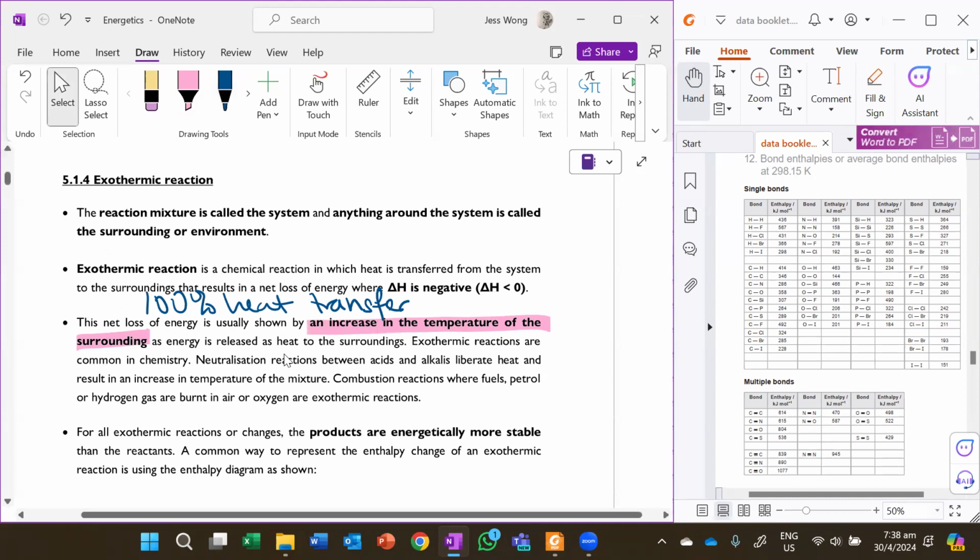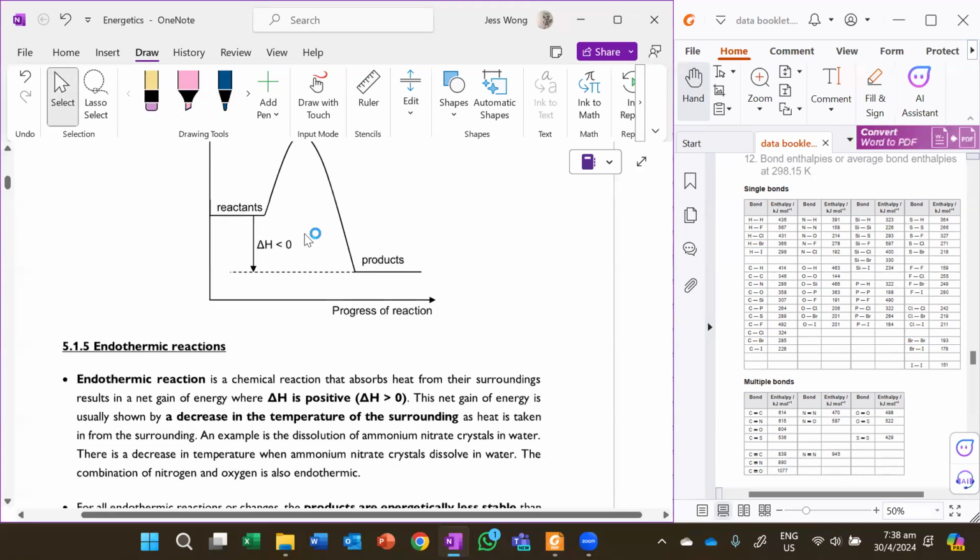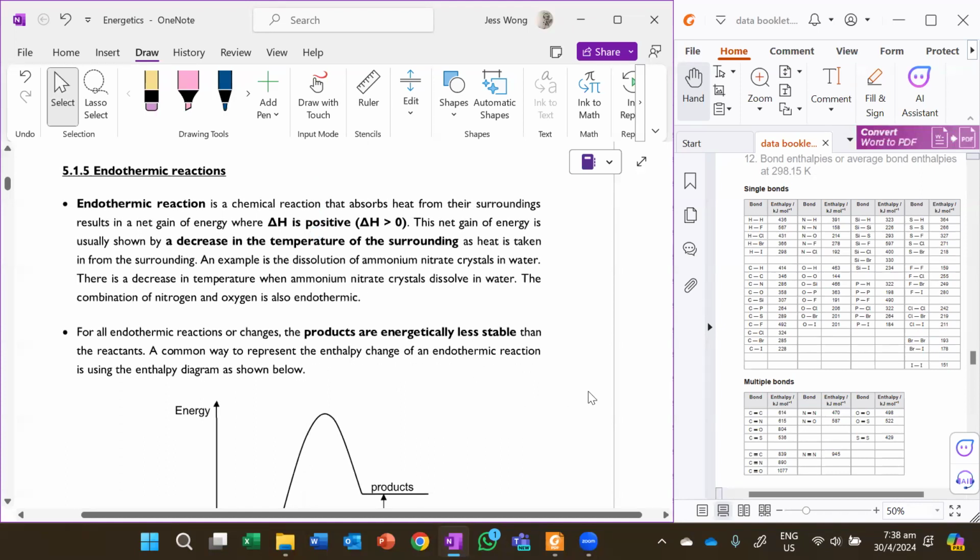Generally, in an exothermic reaction, because net energy is given out in terms of heat, the products will therefore have lesser enthalpy values and are more stable than the reactants. So a typical graph will be something like this. Whereas for an endothermic reaction, the system takes in heat from the surrounding, and as a result, the surrounding temperature decreases as it loses heat to the system.